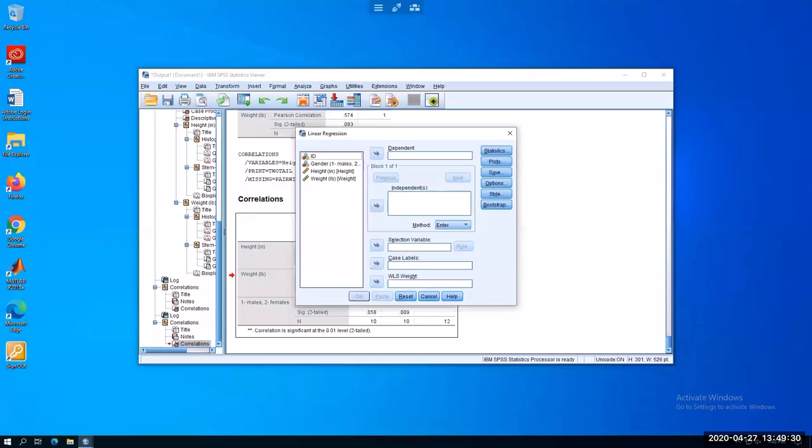Now let's go back here. One is dependent, another is independent. So for example, height is independent and weight is dependent. So just click OK.